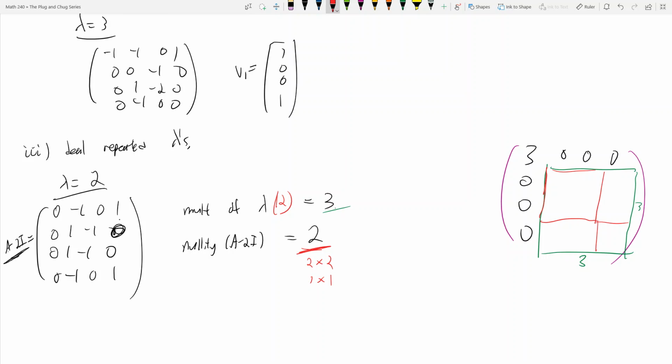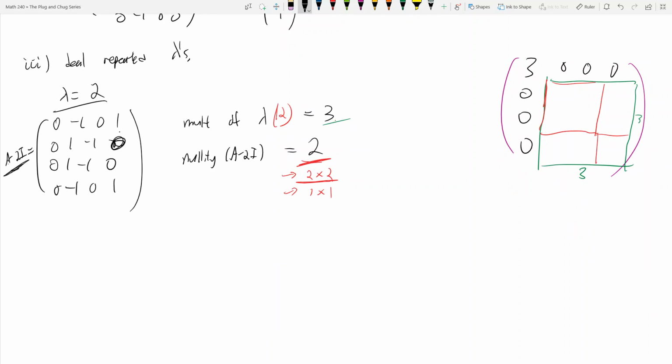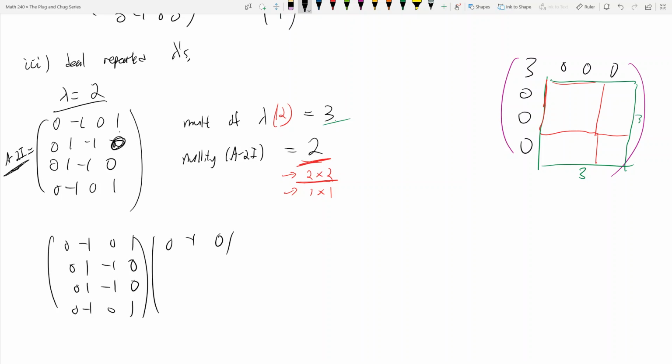Okay. Now what? Now we need to start raising matrices to powers. And what power do I raise it to? Well, you take a look at your dimensions and you're like, oh, okay, for one of them I have to raise it to the second power, squared. So let's deal with that one first. Let's square our matrix. So I have to take A minus 2I here: 0, negative 1, 0, 1; 0, 1, negative 1, 0; 0, 1, negative 1, 0; 0, negative 1, 0, 1. And then you have to multiply it by itself.